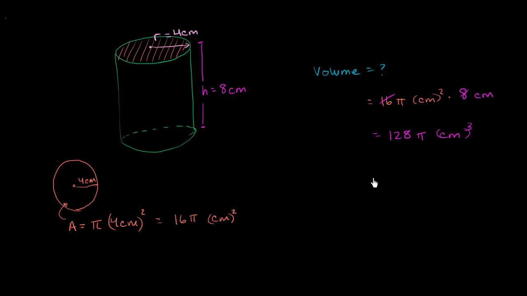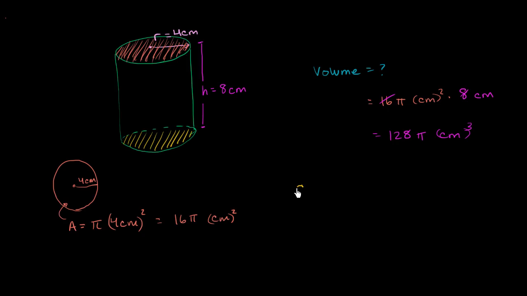Now, how would we find the surface area? How would we find the surface area of this figure over here? Well, part of the surface area, the two surfaces, the top and the bottom. So that would be part of the surface area. And then the bottom over here would also be part of the surface area.